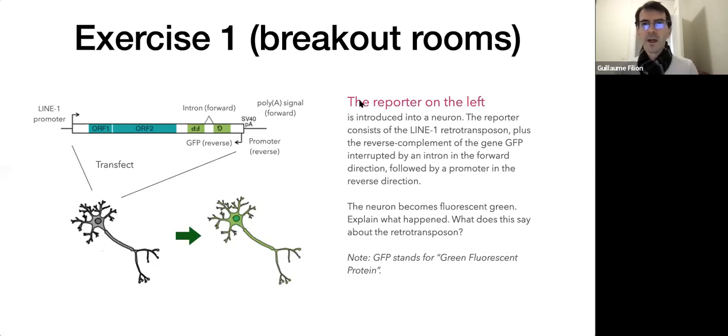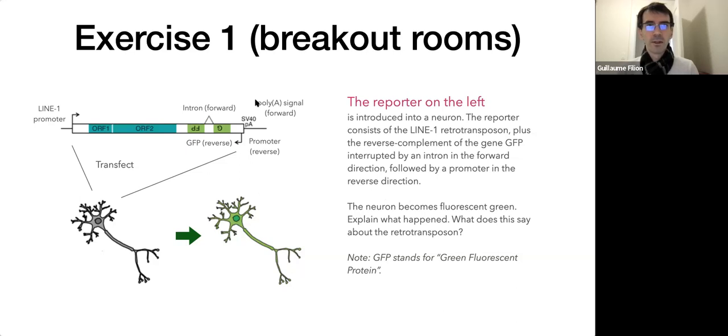It says that the reporter on the left, so here that's a reporter, a piece of DNA, is introduced in a neuron. The reporter consists of the LINE-1 retrotransposon, we've seen it before, plus the reverse complement of the GFP, interrupted by an intron in the forward direction. You can see GFP here, and there's an intron that goes like this, that goes forward. The neuron becomes green fluorescent. Explain what happened. What does this say about the retrotransposon?